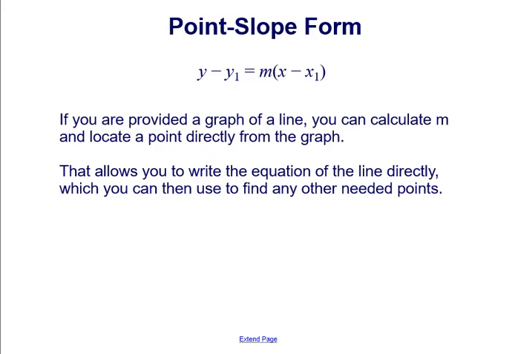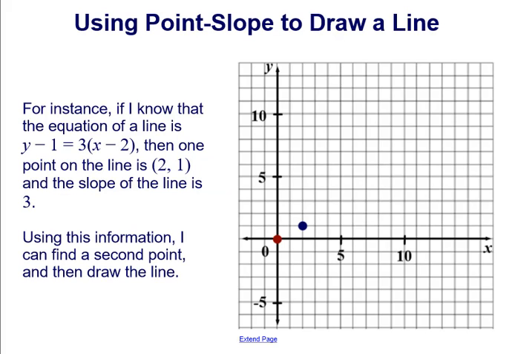Now, if you are provided a graph of a line, you can calculate m and locate a point directly from the graph. That allows you to write the equation of the line directly because we now have this point-slope form, and then we can use that to find any other needed points on the line. For instance, if I know that the equation of a line is y minus 1 equals 3 times the quantity of x minus 2, then that equation is written in point-slope form, and we can see that one point on the line is going to be 2, 1, from the x1 and y1 values, and that the slope of the line is 3 from the value of m.